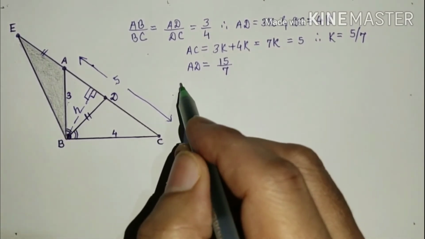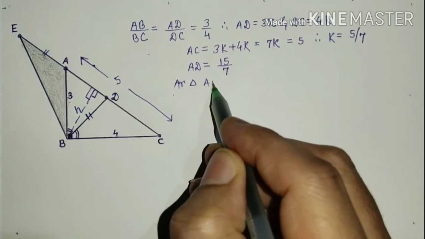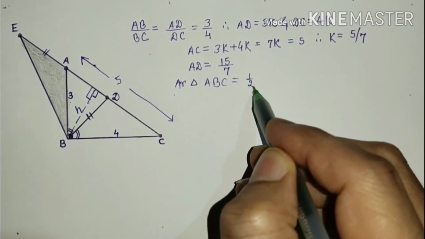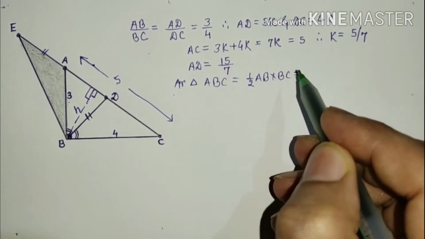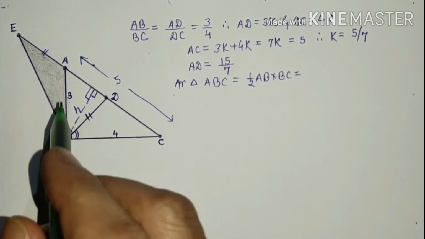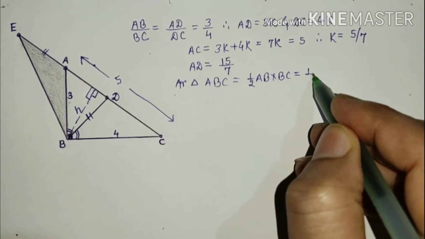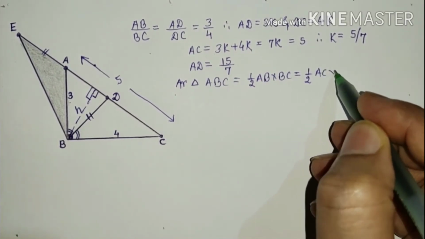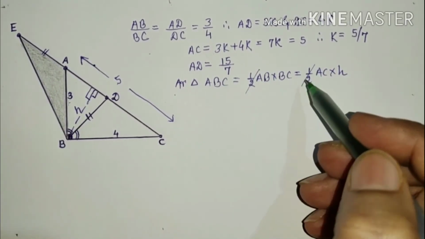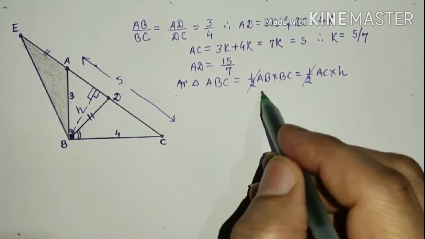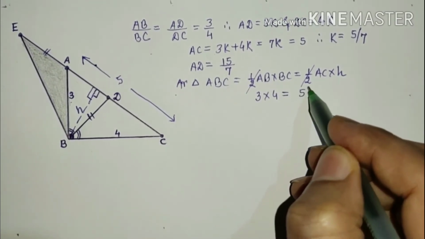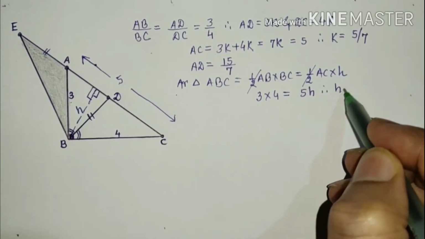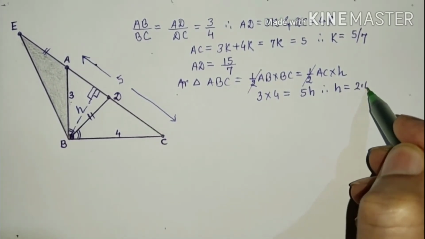Now area of triangle ABC is equal to half into product of legs AB into BC, and the same triangle's area can be calculated as half into AC into this height. So half AC into height, half and half will get cut, AB into BC, that is 3 into 4, which is equal to AC, which is 5. So we found H as 12 by 5, which is 2.4.